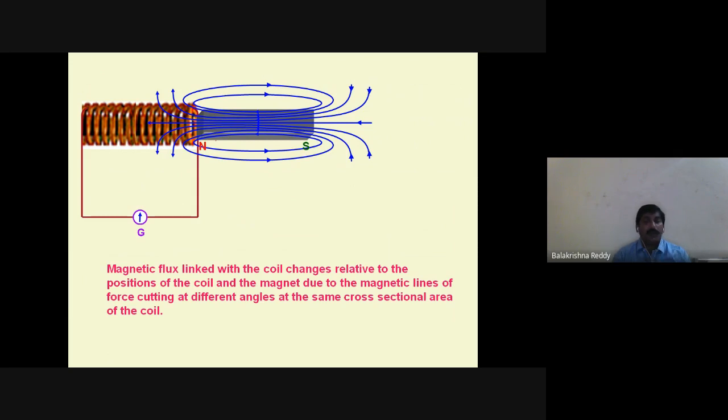When there is a change taking place, or when this flux is linking with the coil, automatically some cutting is taking place. Means the magnetic field lines get disturbed. So due to this cutting or disturbing of the magnetic field lines which are linked with the coil, EMF or current is produced.